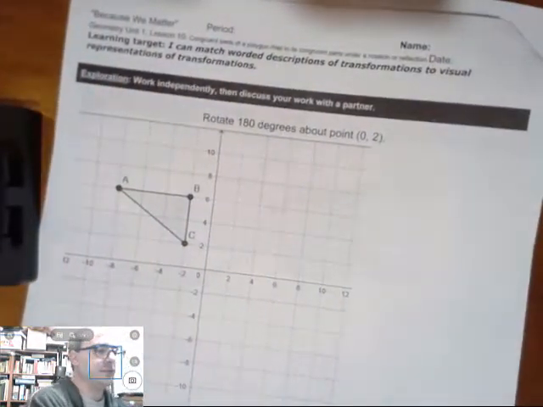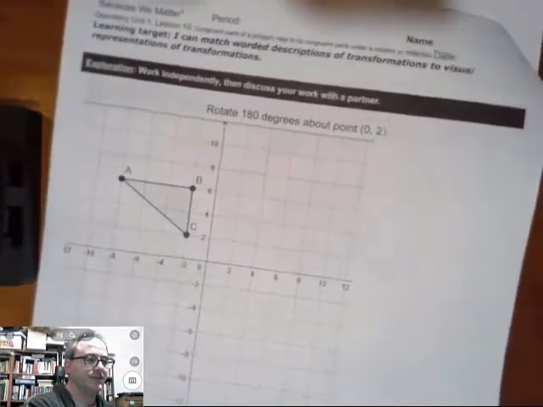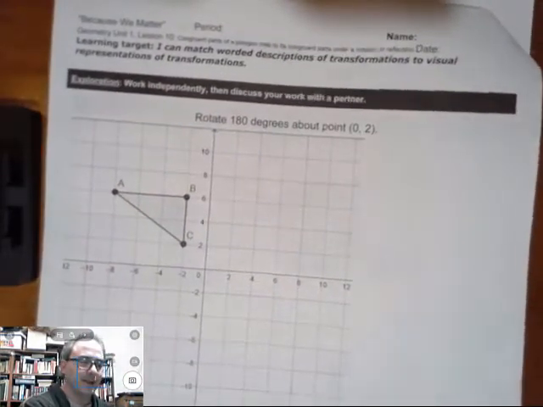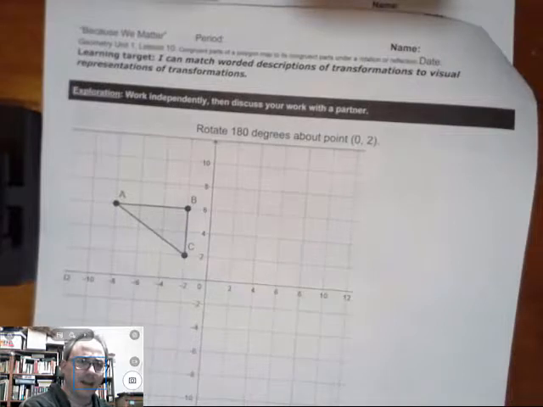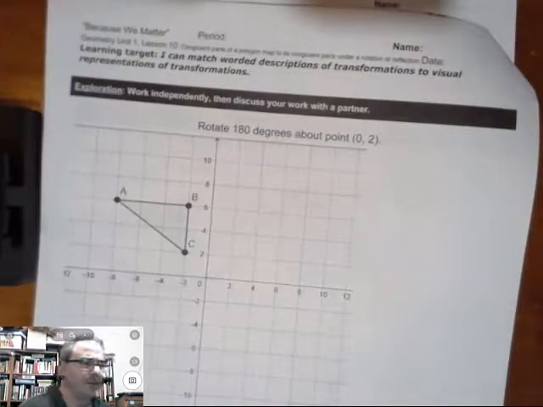So let's see. I got a rotation of 180 degrees around (0, 2). We don't have any helps this time. We've got to do it all ourselves. And then this one here is going to be a reflection on the y-axis. So here we have a rotation. You know what? I'm going to give you some time. Let's pause the video here. Let's see if we can do this. Can we rotate 180 degrees about (0, 2)? Let's take about a minute. Pause the video here. Let's see what we can do.